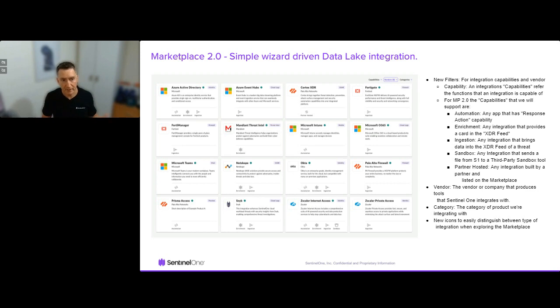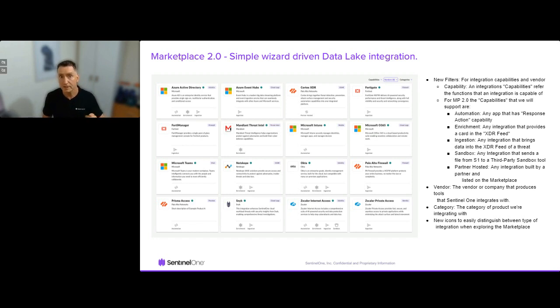So we have compatibilities in the marketplace, or different types of actions. We have ingestion, so you can ingest the data into Sentinel-1. We can enrich, so that will bring the data into maybe an incident, so you can enrich an incident. We have inbuilt automation in Sentinel-1, so simple actions like reset a password, move a user to a restricted group, and things like that, right?